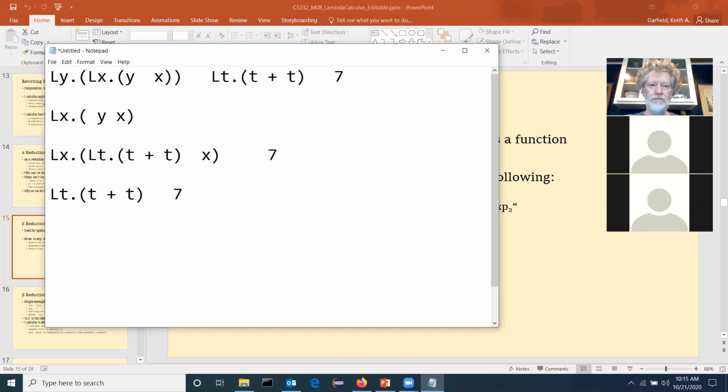Can I do it again? Yeah, now I've got a function of t being applied to 7. So I get rid of lambda t dot. Everywhere I see a t, I replace it with a 7. And because we're pretending math exists, we can resolve that.